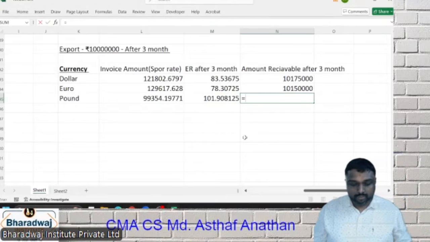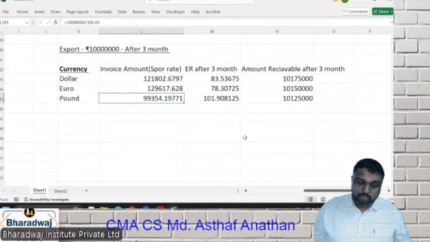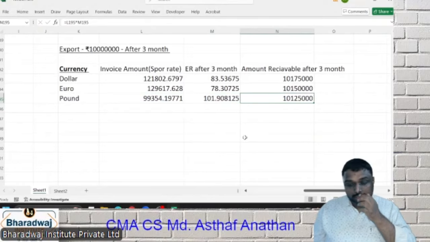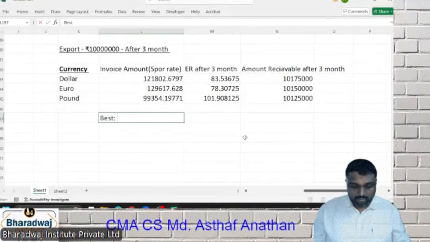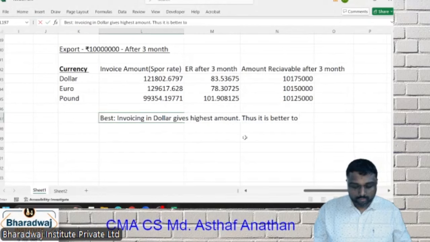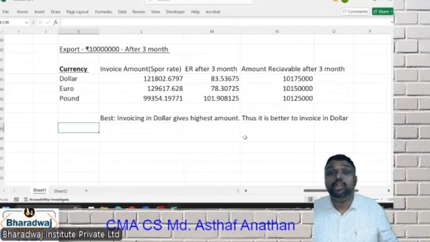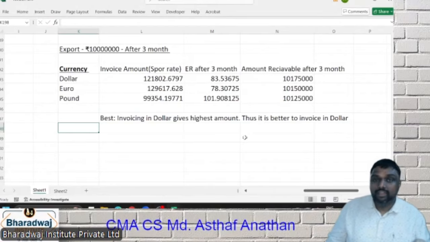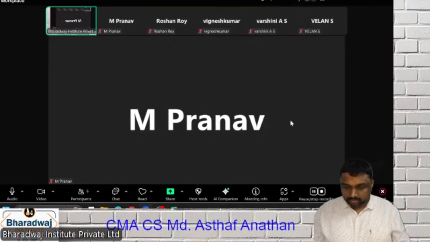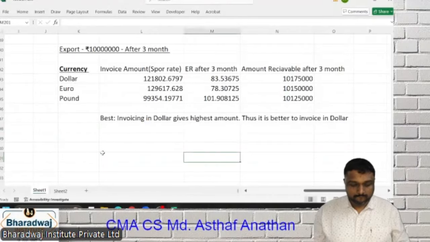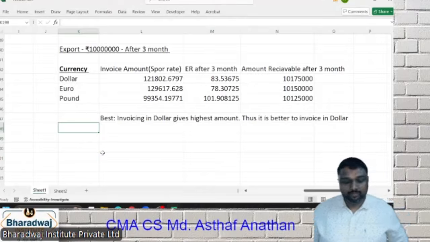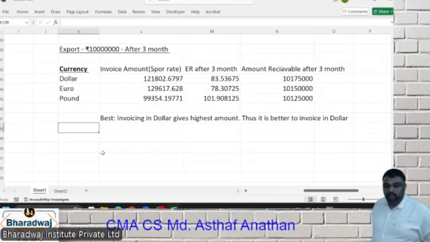Now, if you go for it, this is pound, this is pound. So pound, multiply direct quote. So you got the number. So which is the best? Invoicing in dollar gives the highest amount. Thus, it is better to invoice in dollar. Same way we have to do for what? Import. Now you are good in concept. You can do import very easily.